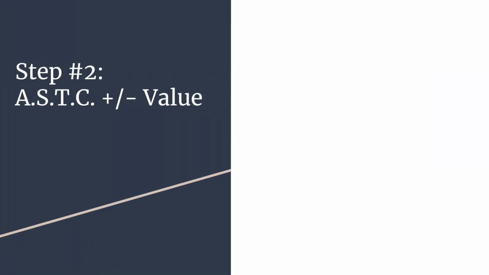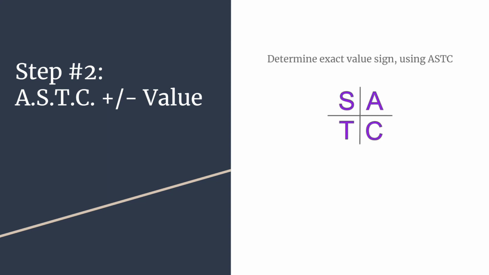All right, so step 2, that A tells us to think A.S.T.C, which is our acronym for determining which trig functions are positive in our quadrants. And knowing this will allow us to choose, is our exact value going to be positive or negative? All right, so remember A.S.T.C, you can think of it as all students take classes.